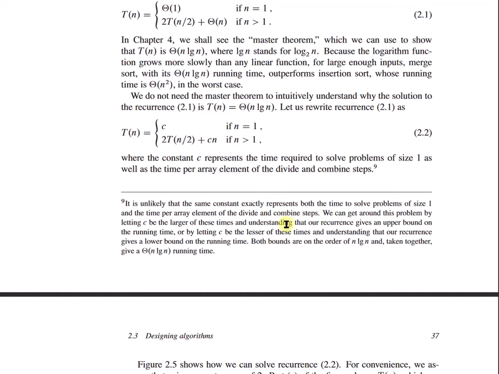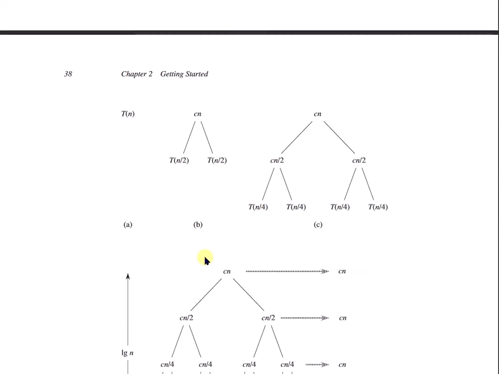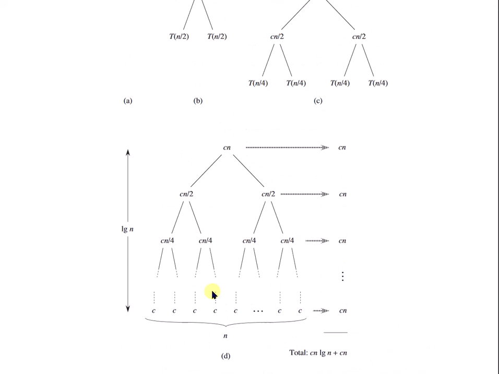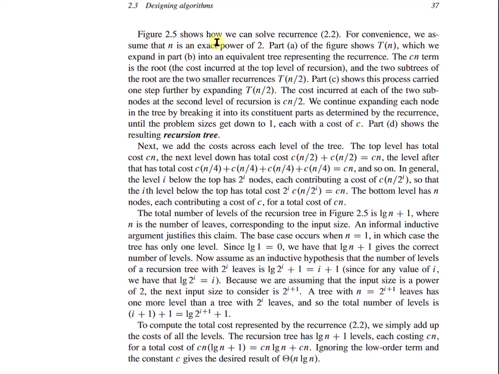Both the time to solve and the time per array element of the divide and combine steps, we can get around this problem by letting c be the larger of these times and understanding that our recurrence gives an upper bound on the running time. Both bounds are on the order of n log n. What is figure 2.5? Okay. It shows how we can solve the recurrence. For convenience, we assume that n is an exact power of 2.